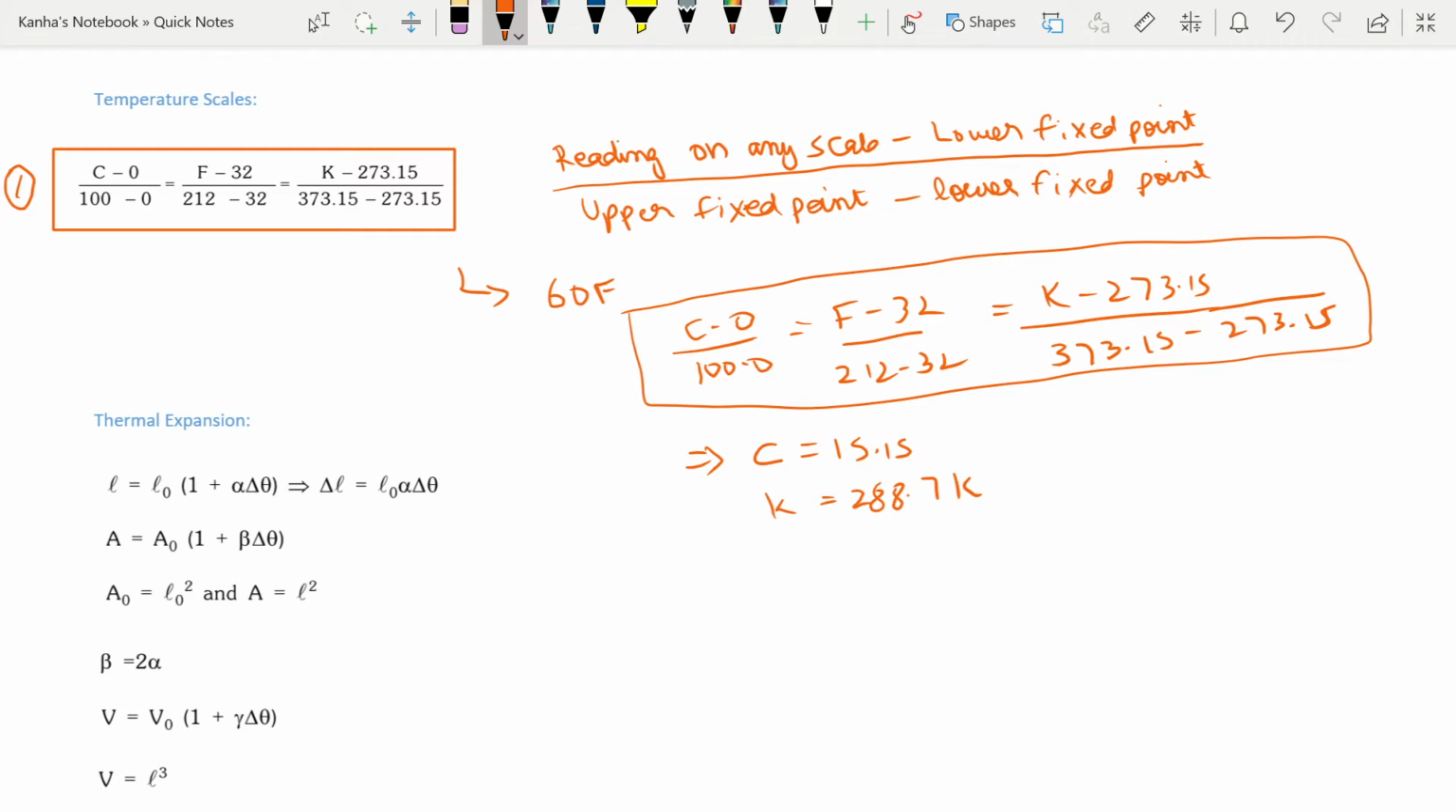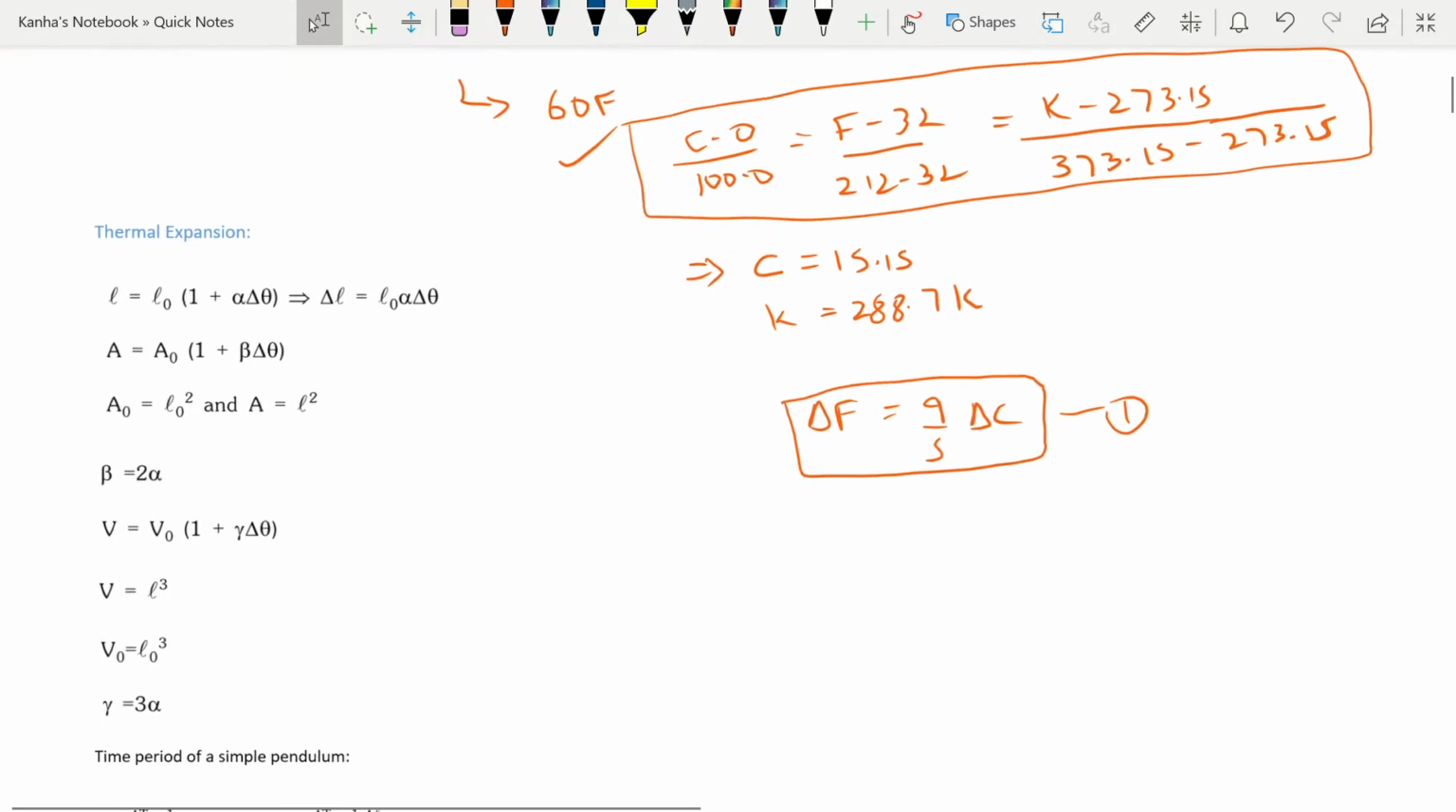You can even write these down into simpler forms. For example, you can write that delta change in the Fahrenheit scale is equal to 9 by 5 times change in the Celsius scale. Okay, there are forms like these as well, but this is the most general form that I want you to remember because it's easier to even remember it in the paper. Okay, next thing that we are going to look at is thermal expansion.